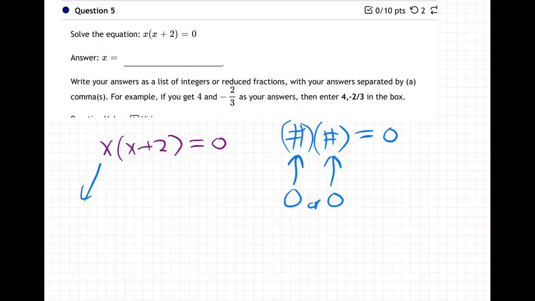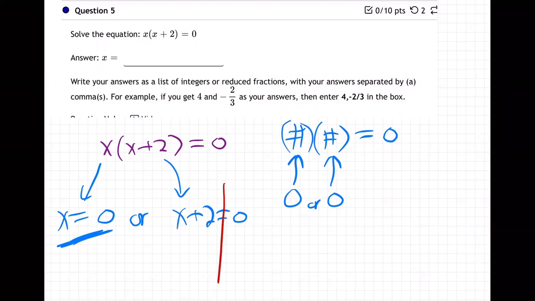That means the first thing could be 0, or the second thing could be 0. That's just reasonable, isn't it? If those two things multiply to equal 0, then either the first one is 0 or the second one is 0. Either way, the answer is going to come out 0. Now, this one's done. That's one of the answers. Now, the other one, how do we finish up to get x alone? This is an equal sign, and x is saying, I want to be alone. How do we get x alone there?